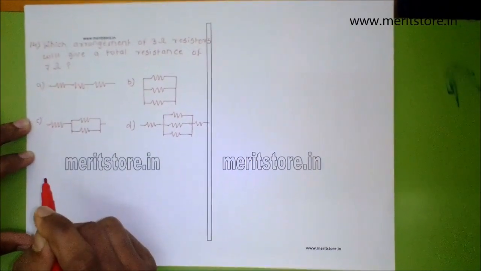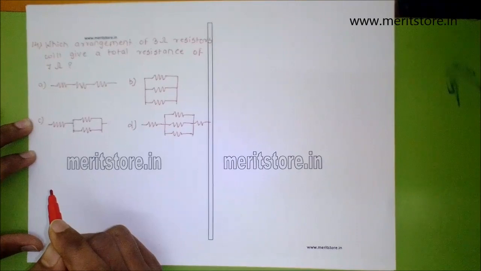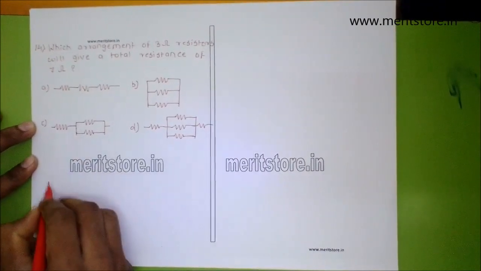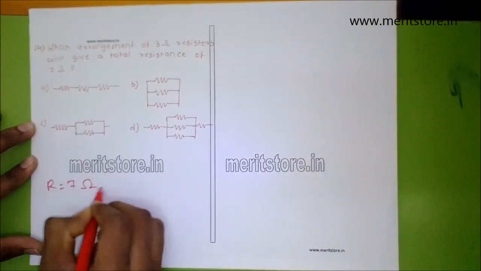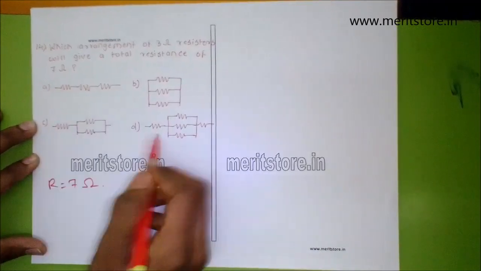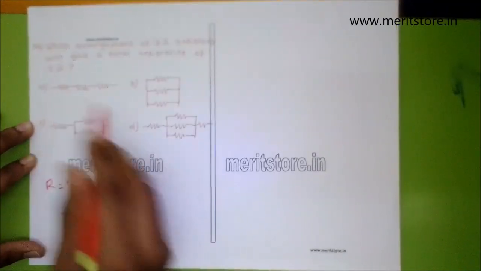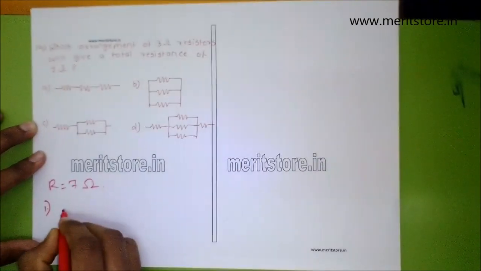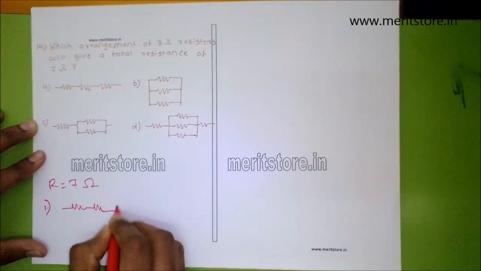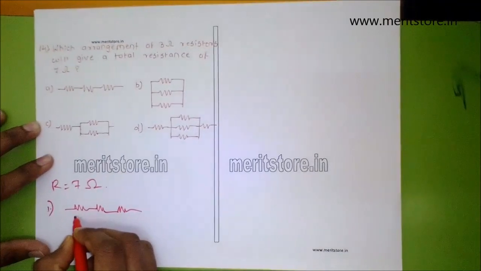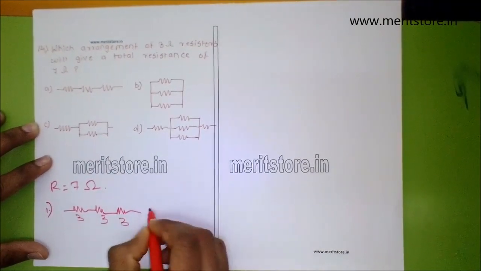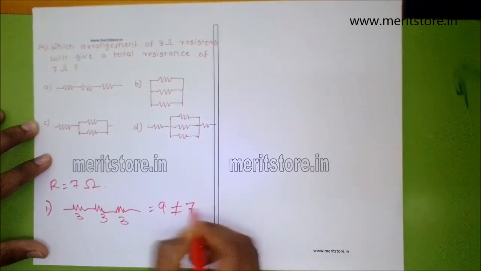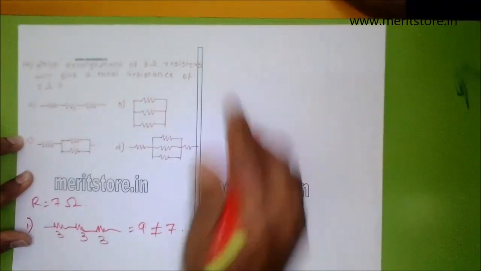Which arrangement of 3 ohm resistors will give a total resistance of 7 ohms? The required resistance is 7 ohms. We will check each of the following options in order to find out what is the effective resistance. For the first option, all the 3 resistances are connected in series. Hence, the total resistance would be 3 plus 3 plus 3, which is equal to 9 and not equal to 7. So, that is not the correct answer.